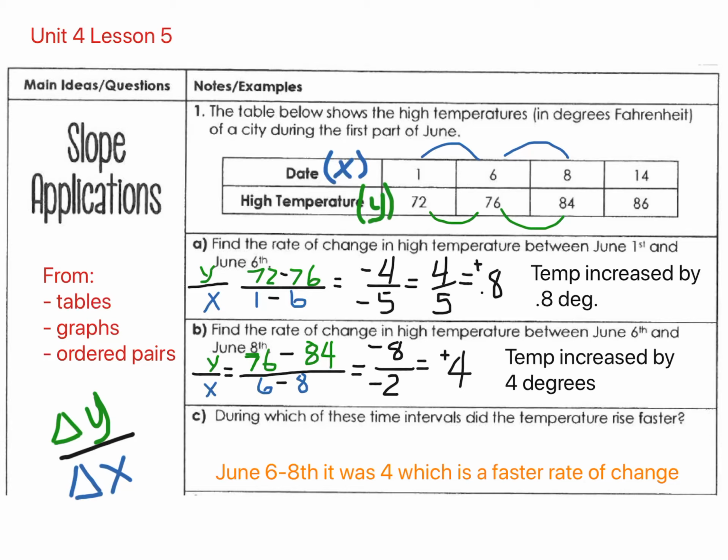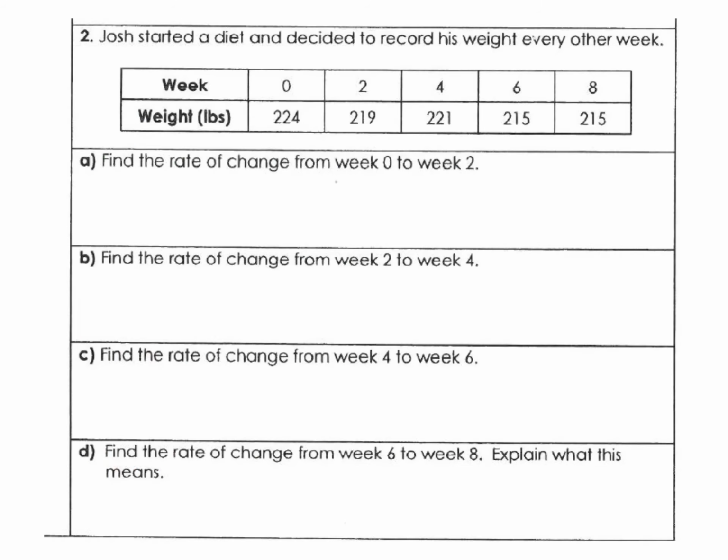All right, let's look at a second example from a table. Josh started a diet and decided to record his weight every other week. We are going to find the rate of change between 4 different sets of weeks. So I'm going to do part A with you, and then I'm going to have you pause the video and try parts B, C, and D. All right, so the first one they want me to focus on is weeks 0 to 2. So let's find the change in my y values, 224 and 219. And then let's find my two x values, the weeks, 0 and 2.